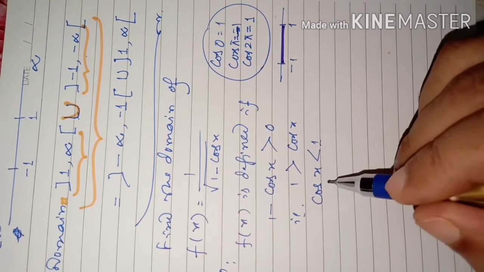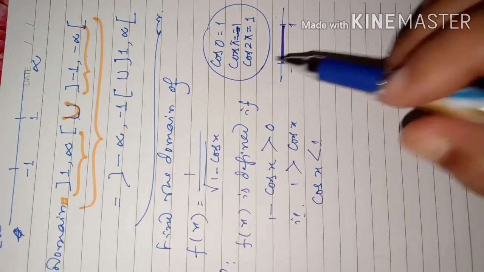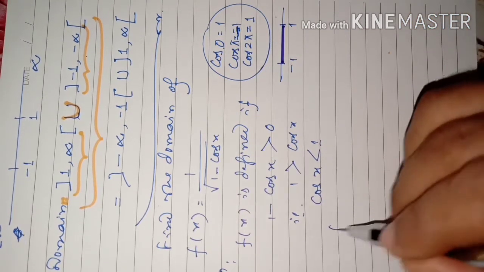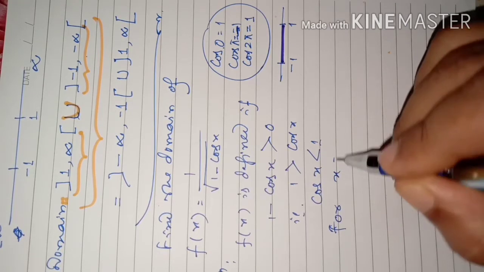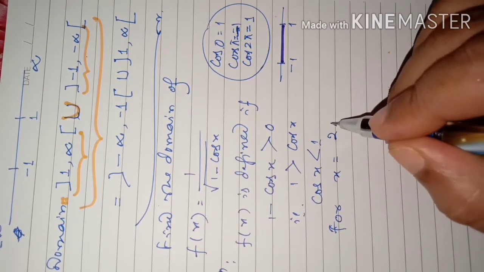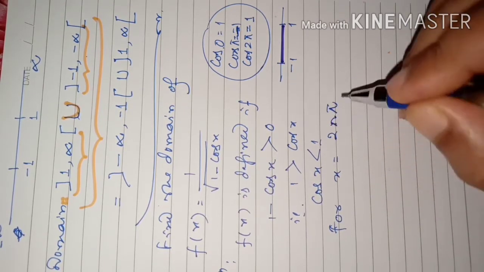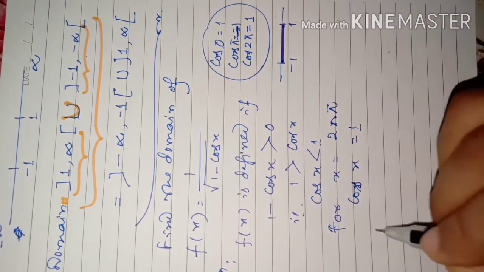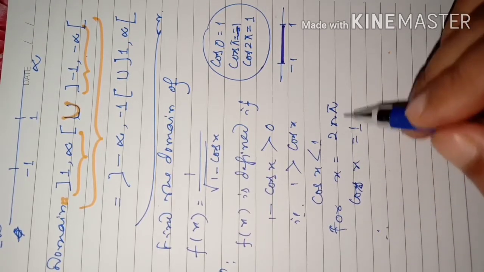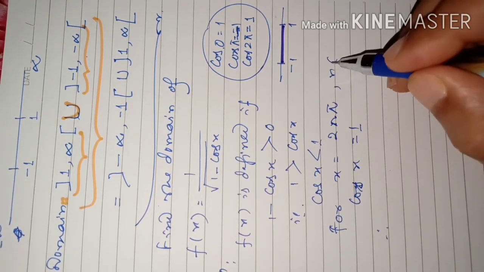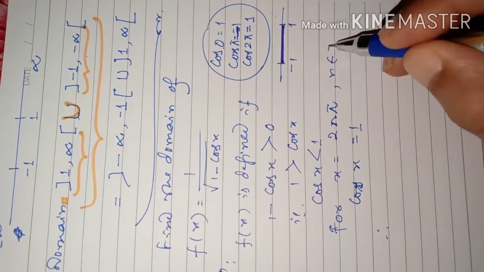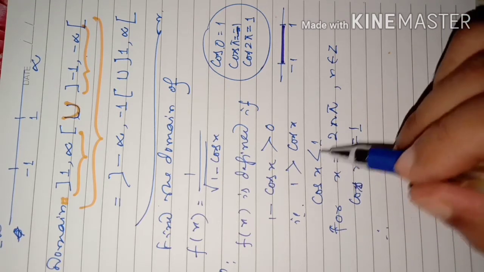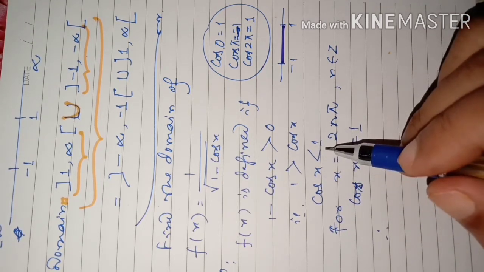So now see, cos x is 1 when the value of x is an even number of pi. That is, for x equal to twice n pi, cos x is equal to 1. Therefore x cannot take this twice n pi, where n stands for an integer. For even number of pi's, cos x is always equal to 1. So cos x should not be 1, it should be less than 1.